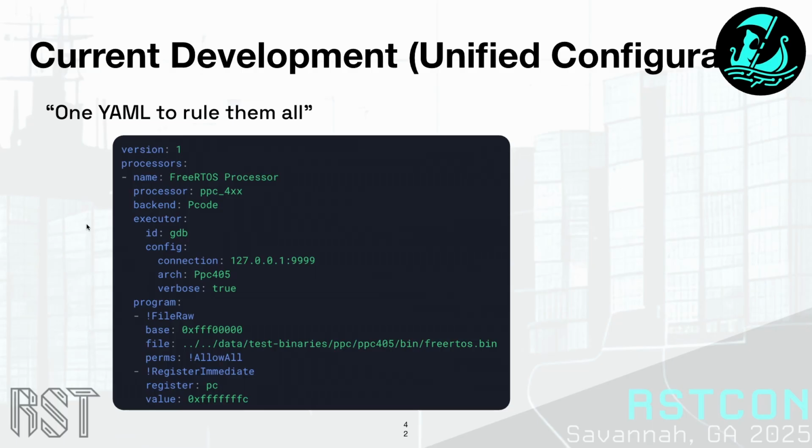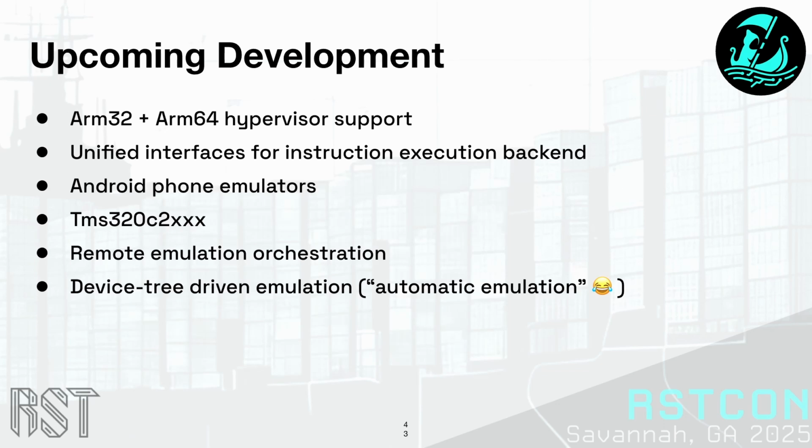Here's an example where we're using the P-code backend for some PowerPC stuff. We're going to run it under GDB, very similar to the exact GDB debugger example I showed earlier. Then this is how you load the file, and ta-da, I'm also going to set some registers up by default. It's pretty straightforward, pretty easy, and just gets it all done, because it should be easy.